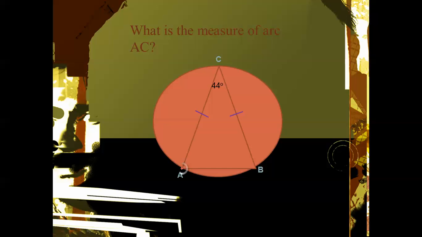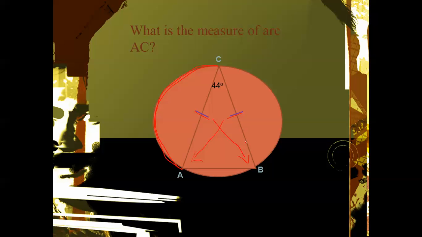Alrighty, on this one we want to know the measure of arc AC. So we want to know the measure of this arc right here. Okay, so what we first notice here is that we have an isosceles triangle. We know this because we have two sides that are equal to each other, and that's what an isosceles triangle is. And if you remember, the isosceles triangle theorem says that the opposite angles are also congruent to each other.